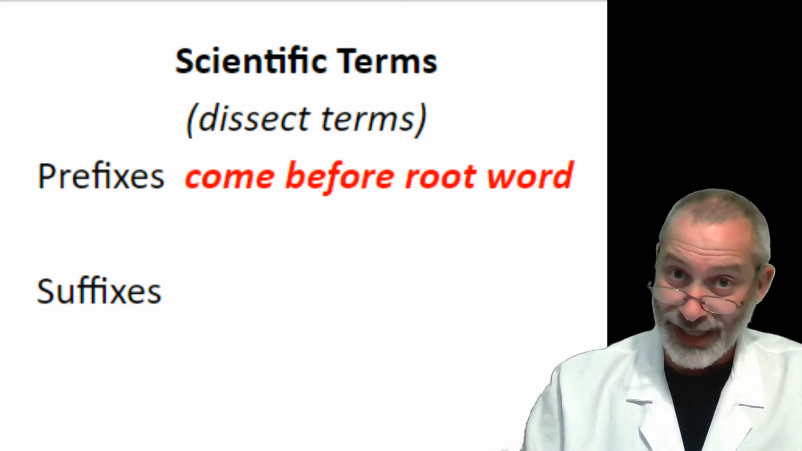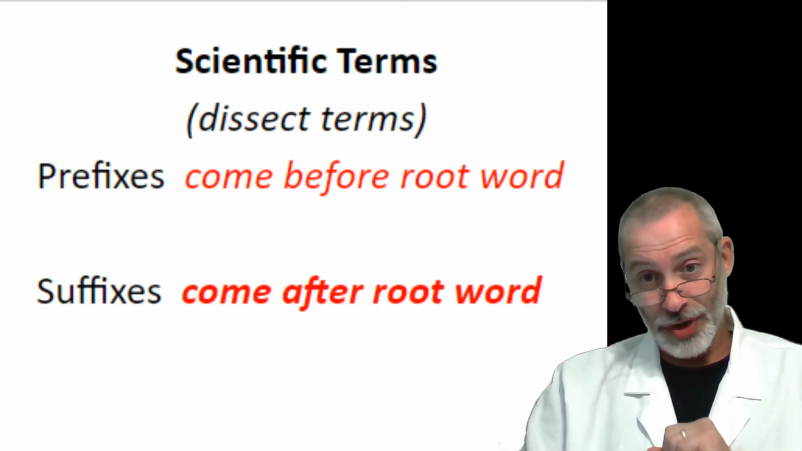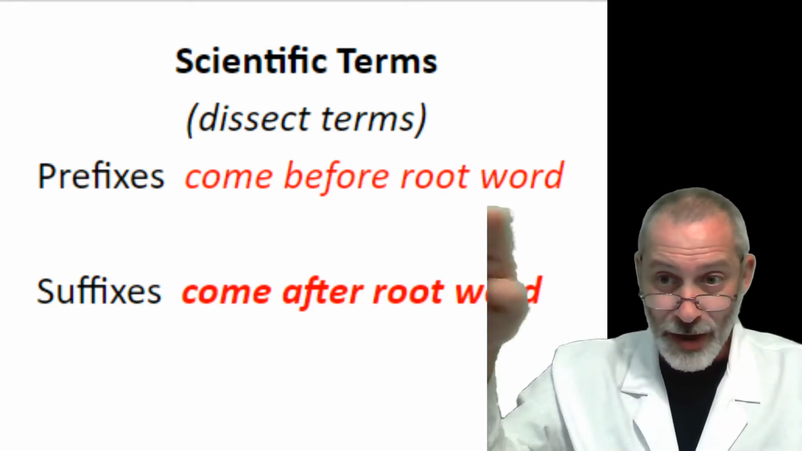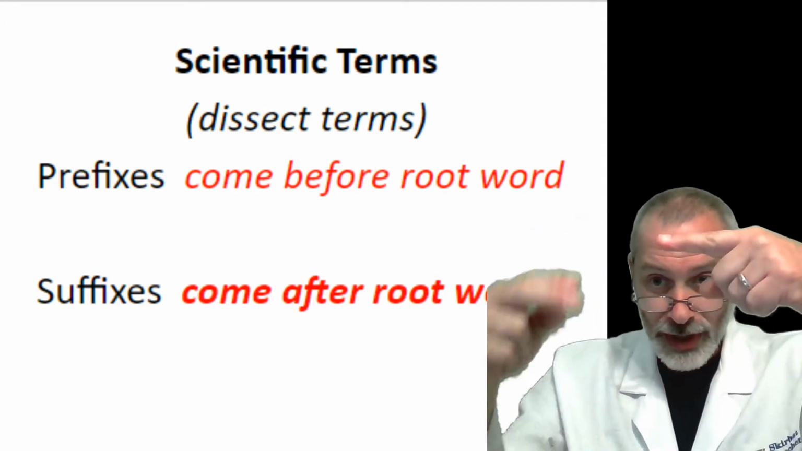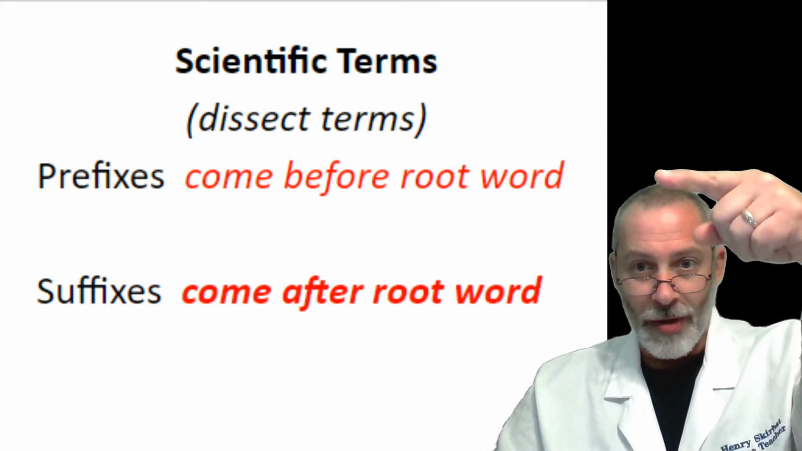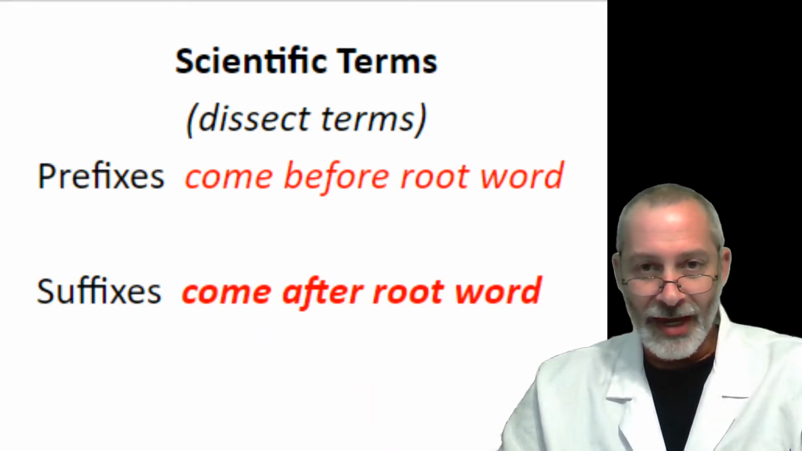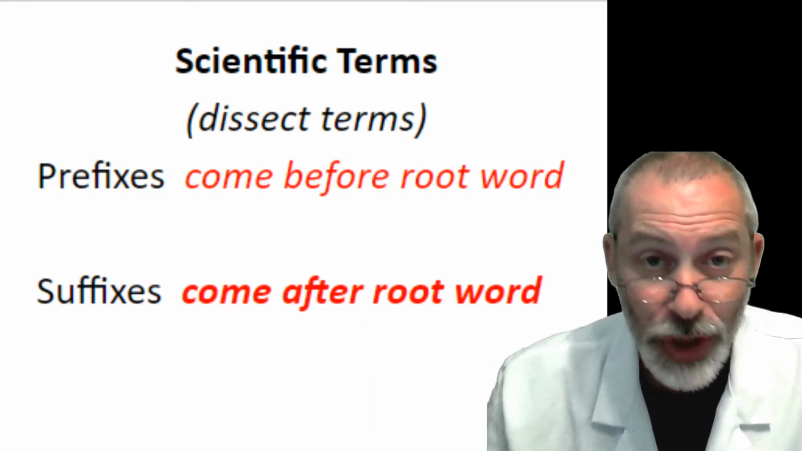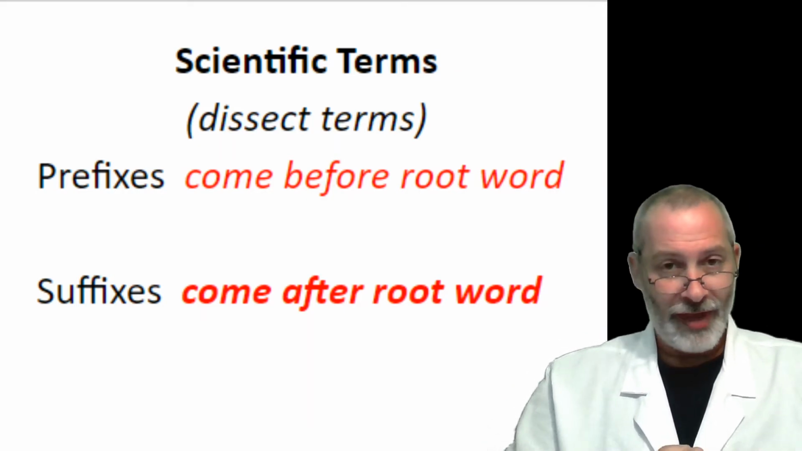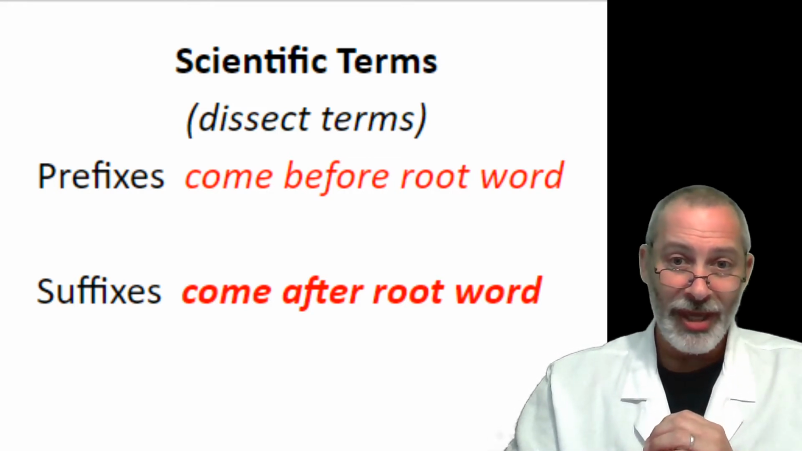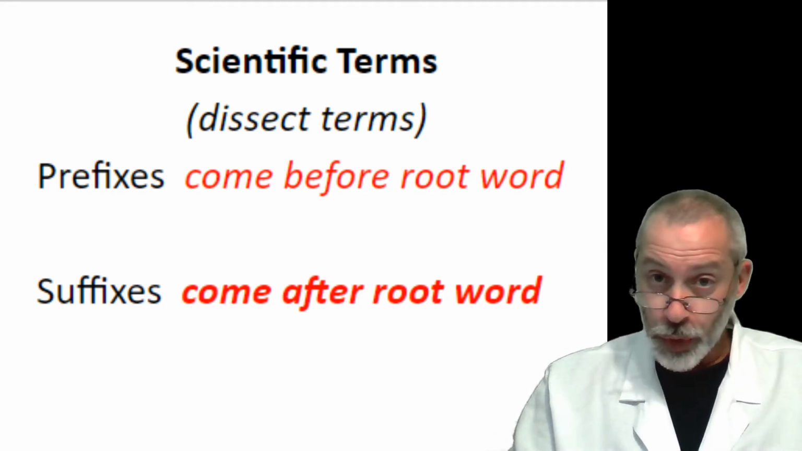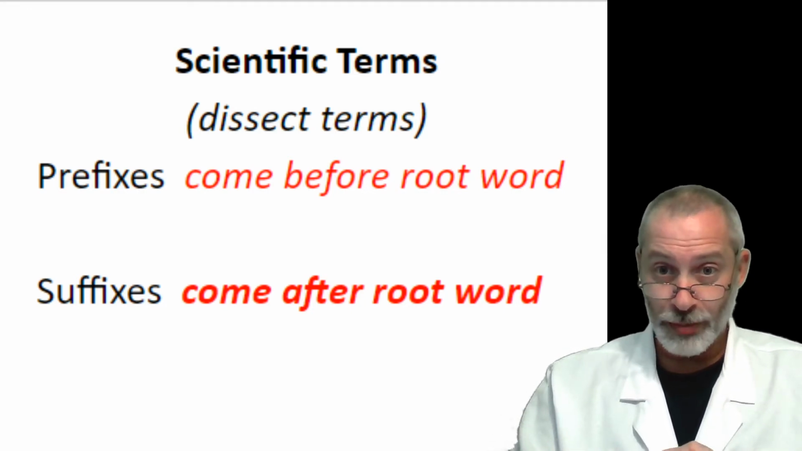Very good. At the end of a word, or they come after the root word. Now notice, do you see how these sections here are bolded and red? That is a clue for you to be writing those down in your book. So if you haven't started writing these down in your book yet, make sure you're writing these down on page 22, your notes page for this particular topic.